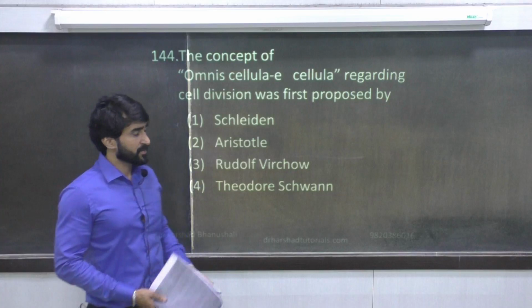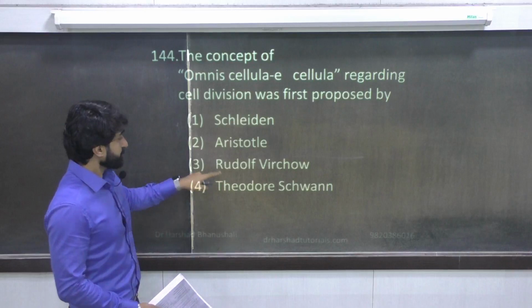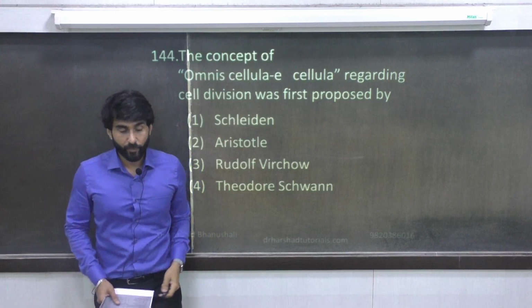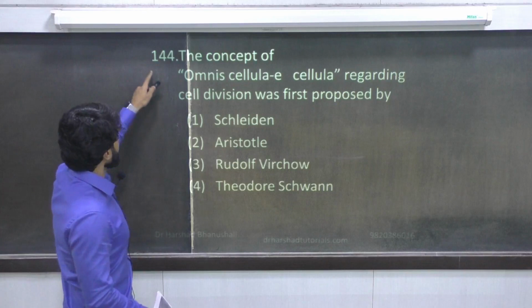So for 144, the answer is statement number 3. It talks about all cells coming from pre-existing cells, and Rudolf Virchow gave us this statement. So the answer for 144 is 3.